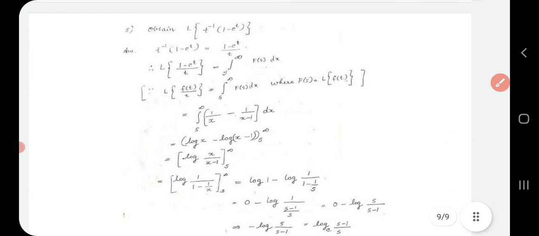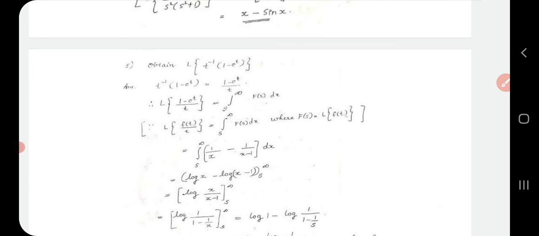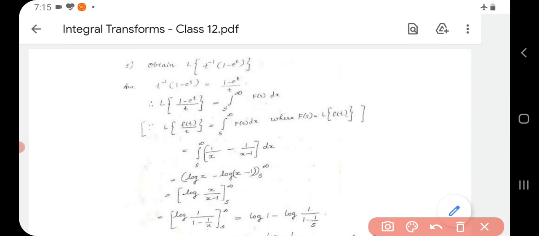Okay, then this is the last problem. Obtain the Laplace transform of 1 minus e raised to t by t. This can also be written like this. Take the Laplace transform on both sides, that is Laplace transform of 1 minus e raised to t by t is of the form integral s to infinity f(x) dx. This formula we have already studied. Okay, that is Laplace transform of f(t) by t is equal to integral from s to infinity f(s) ds, where f is equal to Laplace transform of f(t).